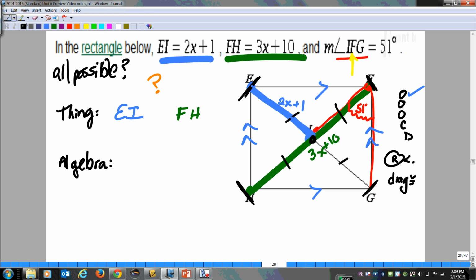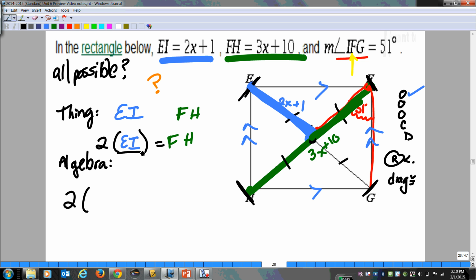Let's see if we're thinking along the same lines. EI is half the size of FH. Or another way to say it, it takes two EIs, two of the blues, to make one of the greens. Now, using that as your template, now we can do our algebra.